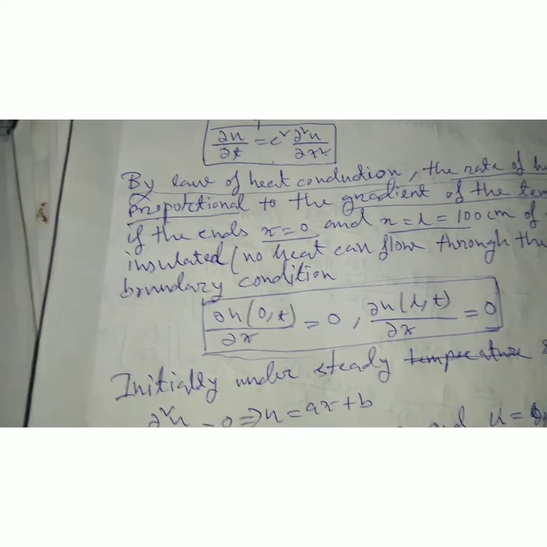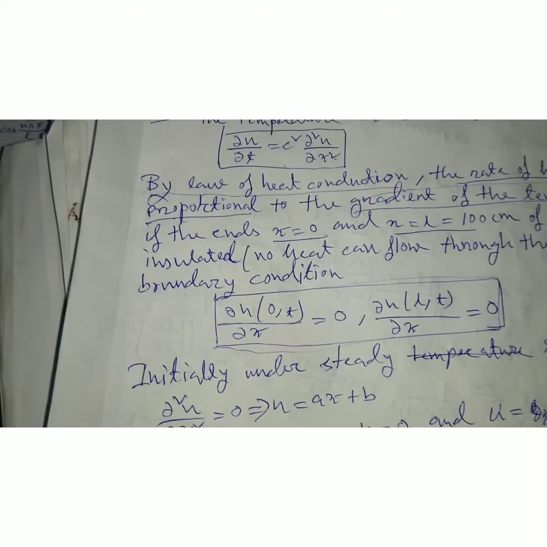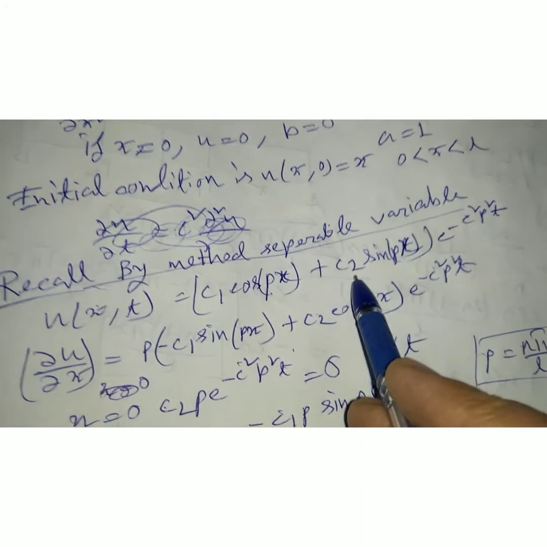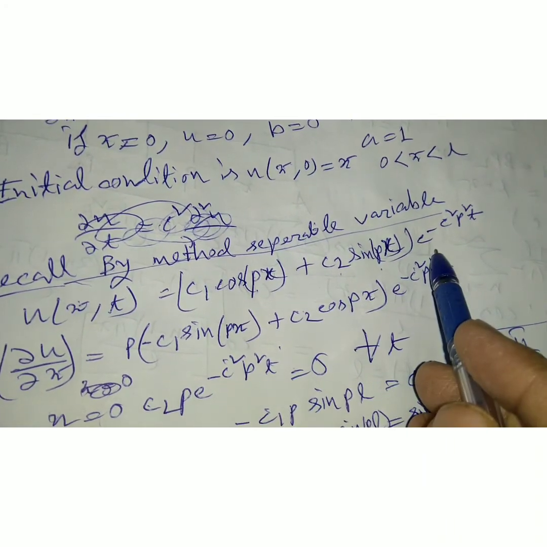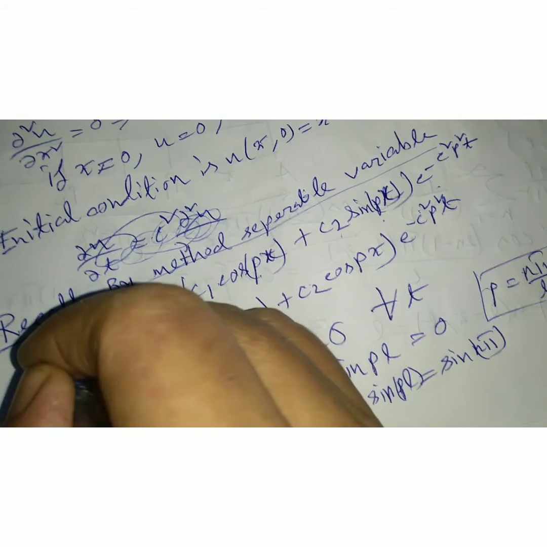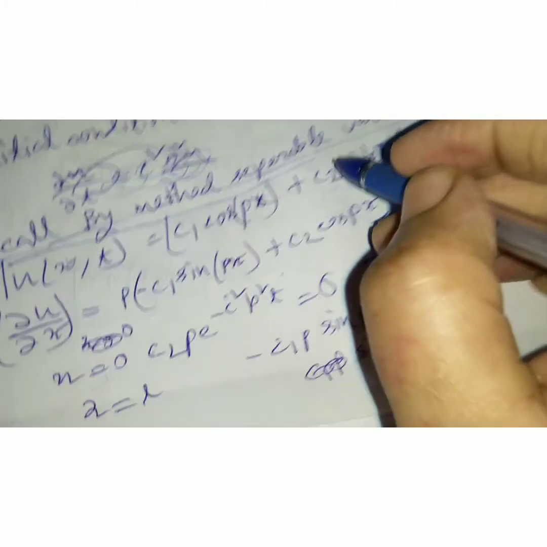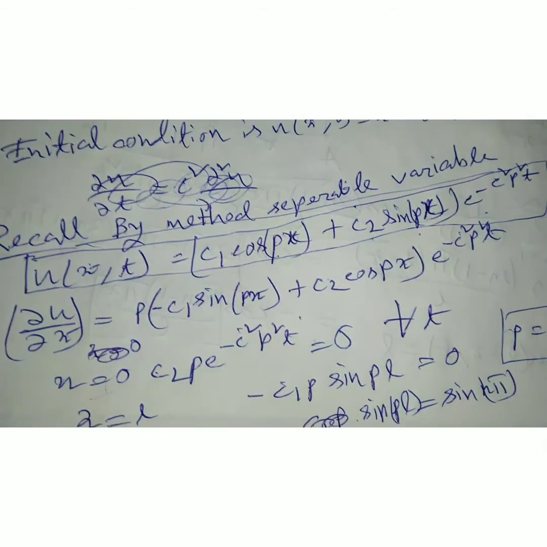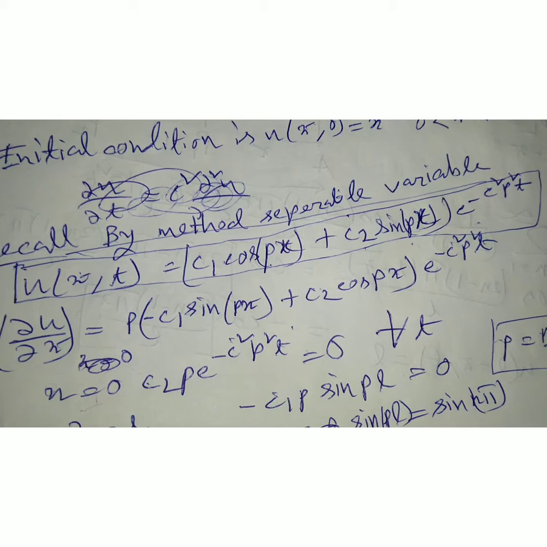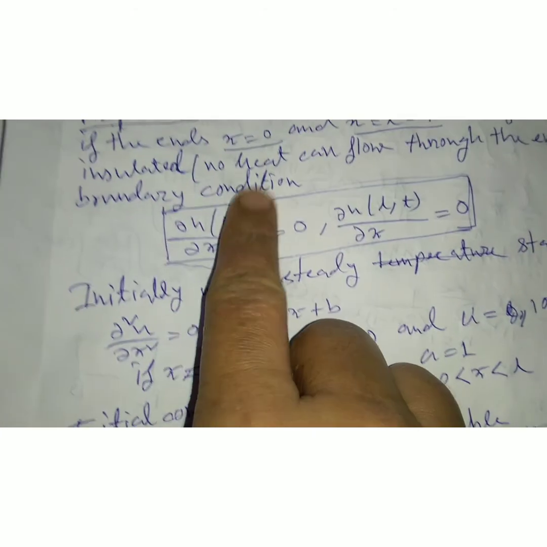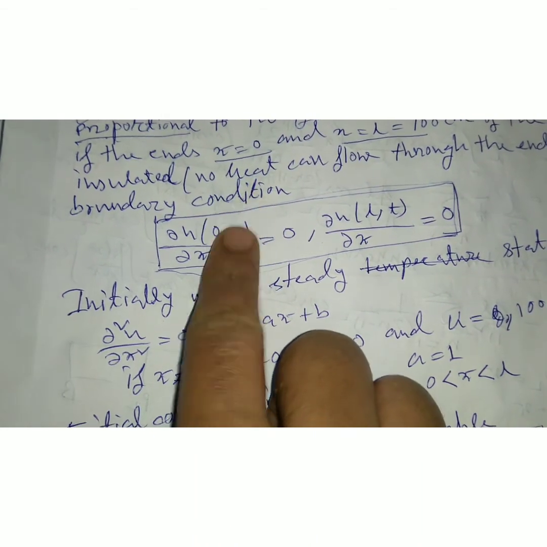Which other things do we have to remember for solving this problem? This portion, u(x,t) is equal to (c1 cos px plus c2 sin px) into e to the power minus c square p square t. So all the students, those who are in engineering, or those who are studying applied physics or applied maths, they must remember this formula. Then you can solve this problem easily. This and this are the key points.